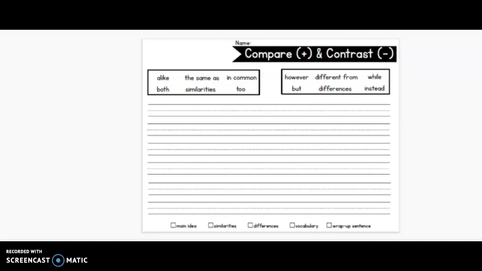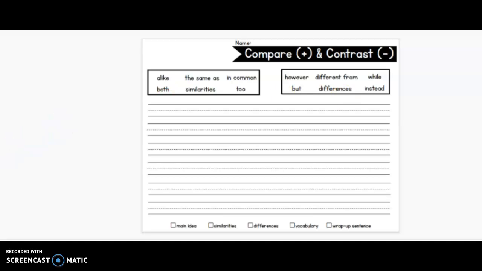Second graders, today we're going to be comparing and contrasting through our writing. If you look up at the top at those two boxes, you'll see that the words in this box are words that you use when you're comparing how two things are the same. And this box over here is our contrasting words. Those are the words that you use when you're telling how something is different.